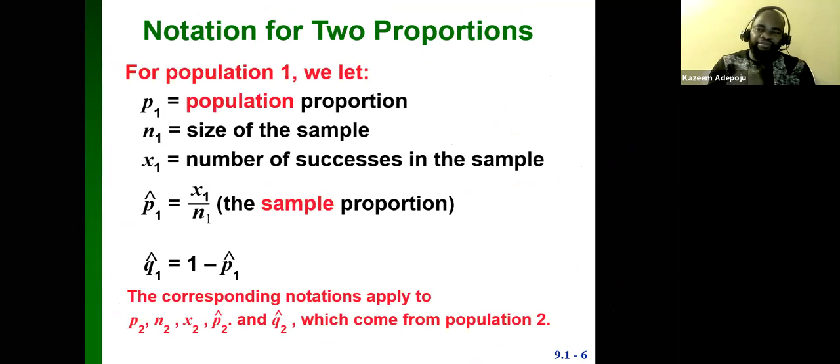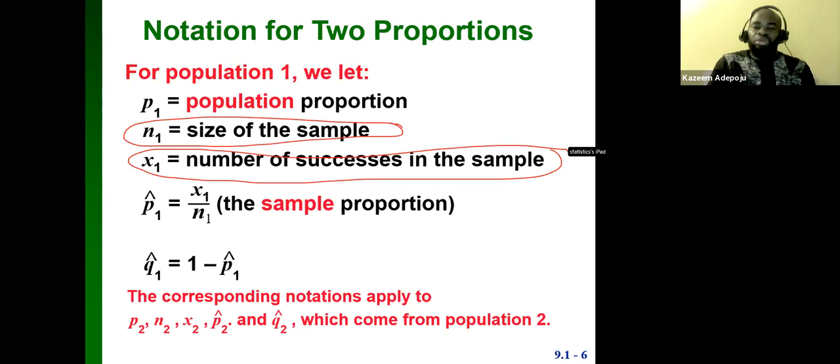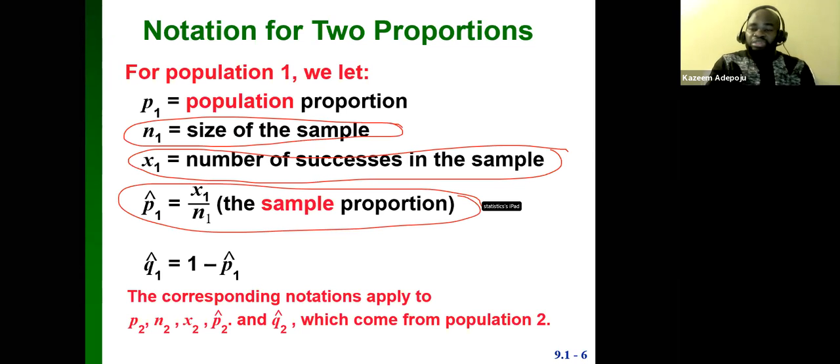Okay, so we are moving mathematically now. So let us have a picture of the situation. Like I said, we are considering two populations. In population one, we are going to select a sample of size randomly, denoted by n1. After that, we look for the characteristic of interest, which is x1, the number of successes in the sample that was selected. Then from there, we obtain the sample proportion, which is the ratio of the number of characteristics of interest to the sample selected.